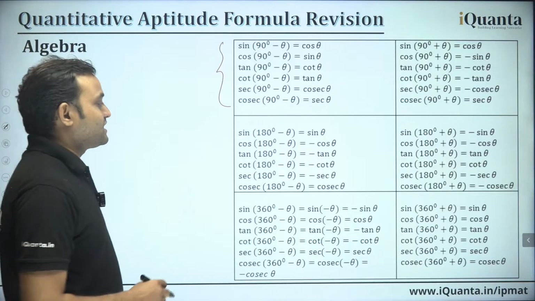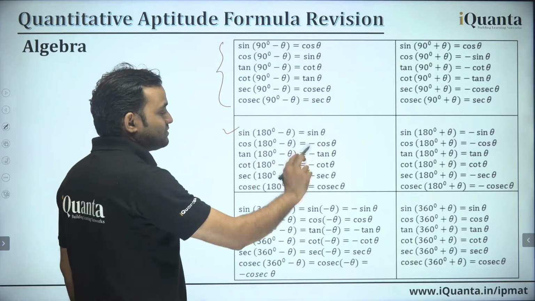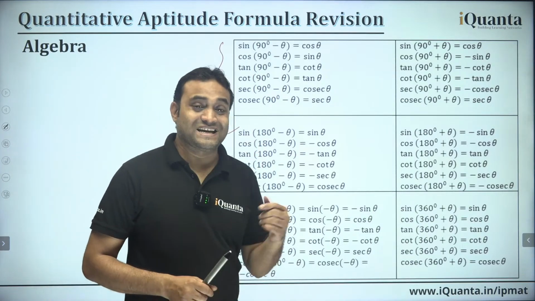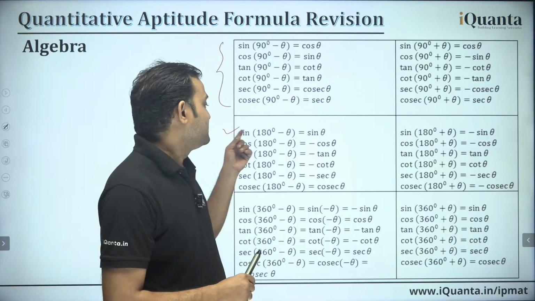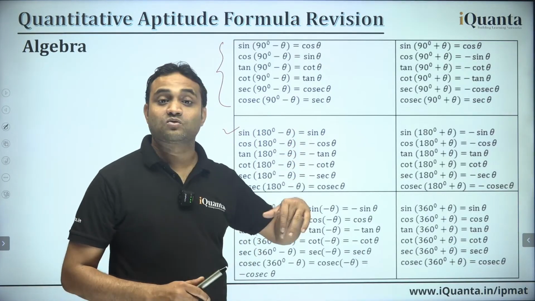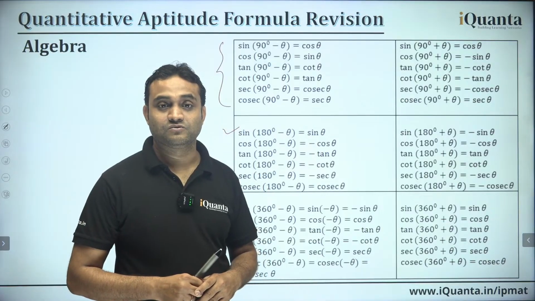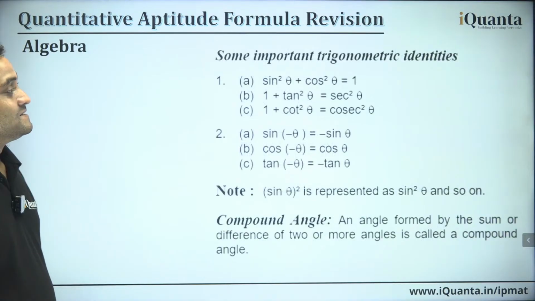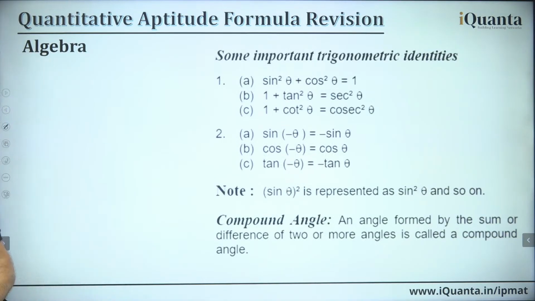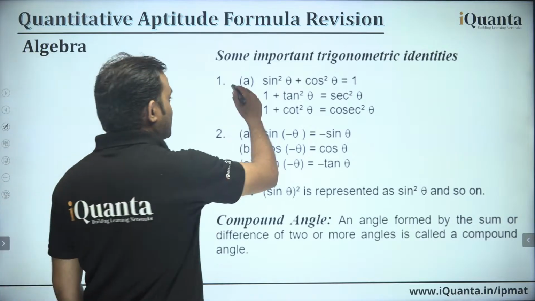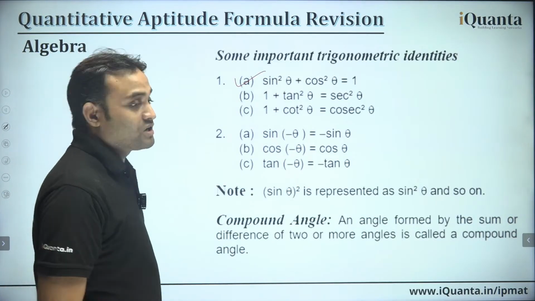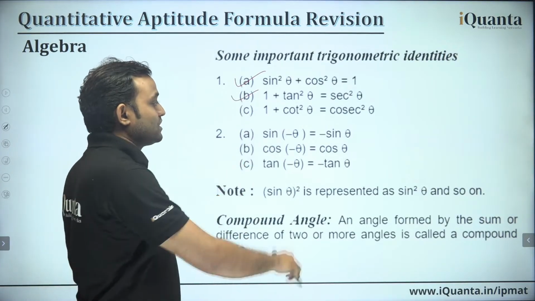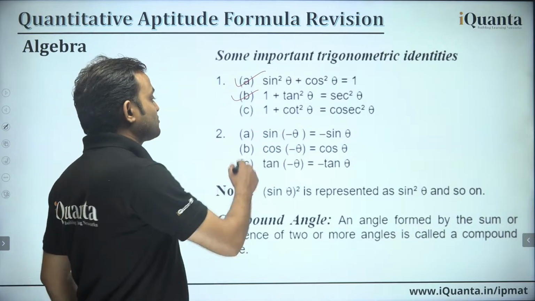Now, for one example, sin 180 degree minus theta will be sin theta, because this angle is in the second quadrant. If theta is between 0 to 90, this angle is in the second quadrant, and in the second quadrant sin theta is positive, right? Then some more important formulae, the most important one being sin square theta plus cos square theta is equal to 1. Sec square theta minus tan square theta is also 1. Cosec square theta minus cot square theta is also 1.